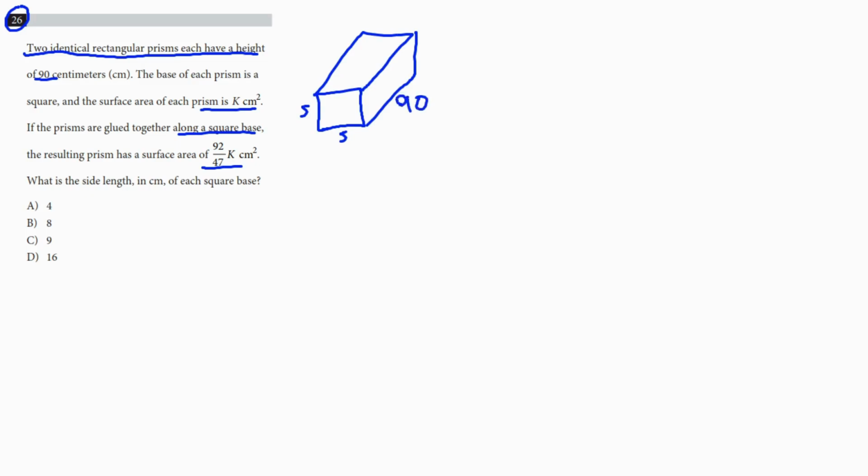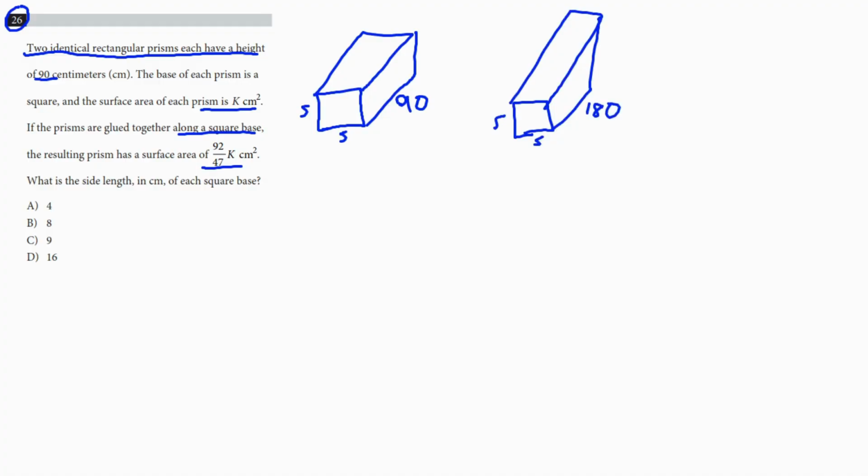And then when we glued them together, just picture taking this and then sticking another one back here. And then basically it'll look something like this. So we draw that. So when we glue them together, we'll have s, s, and then 180.